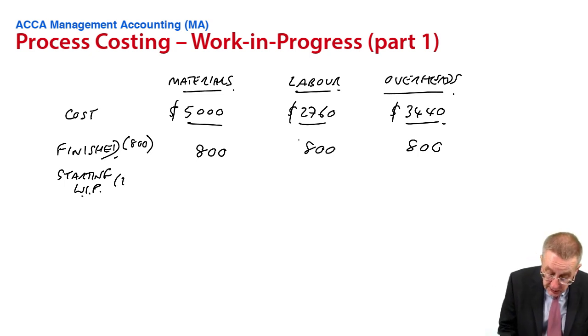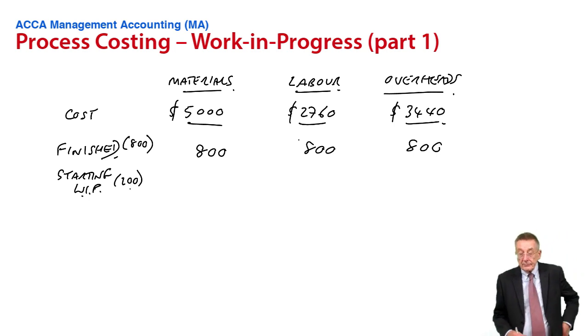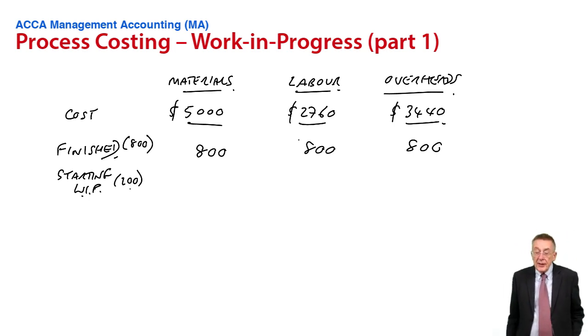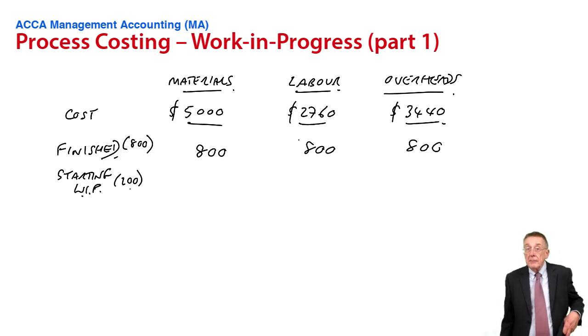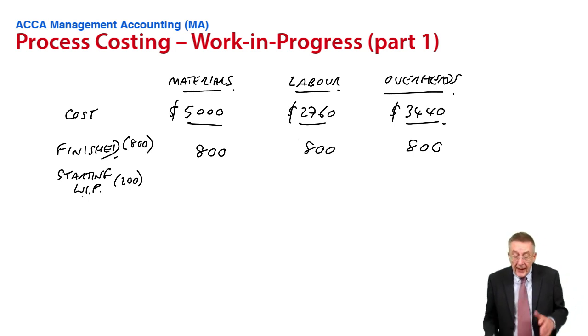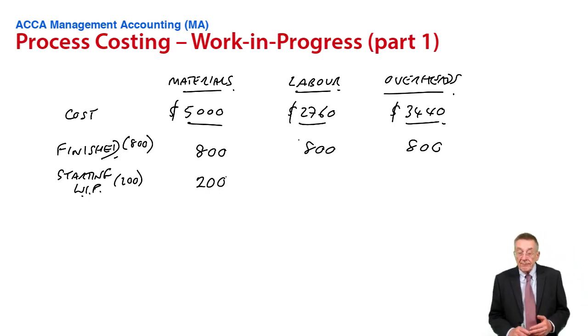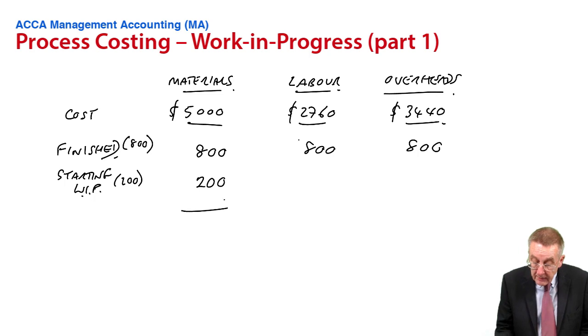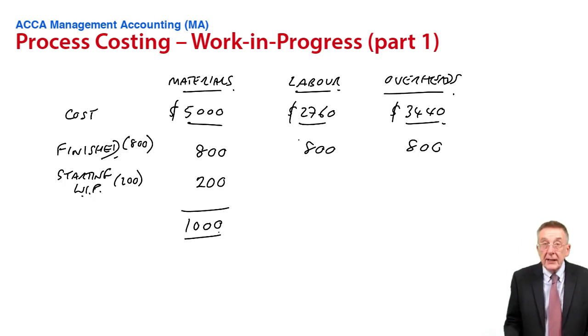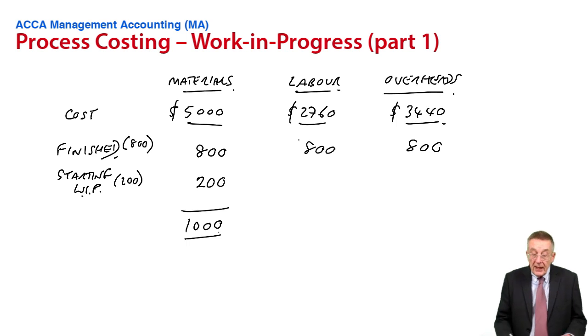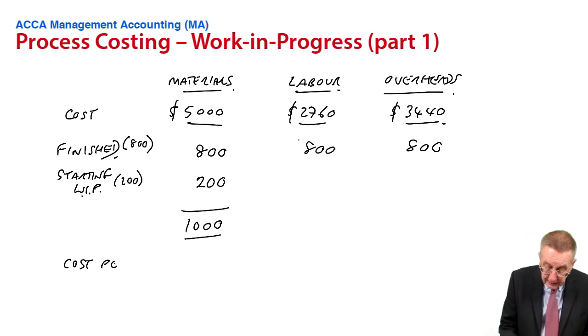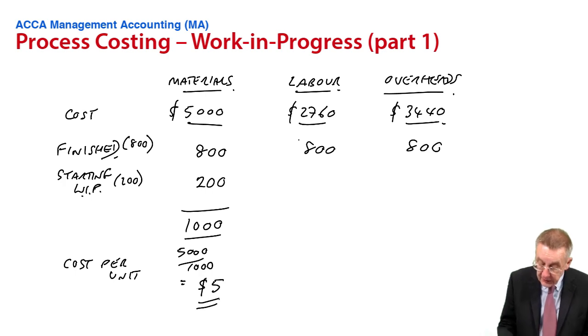In addition, though, there were 200 units work in progress. Well, let's think about each separately. First of all, materials. They'd had 100% of the work done on them. And so materials, we'd spent the money on a full 200 units. So the money we'd spent, as far as materials are concerned, we finished 1,000 units. And so the cost per unit is $5,000 over 1,000, $5.